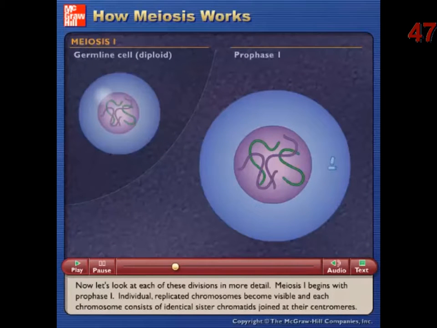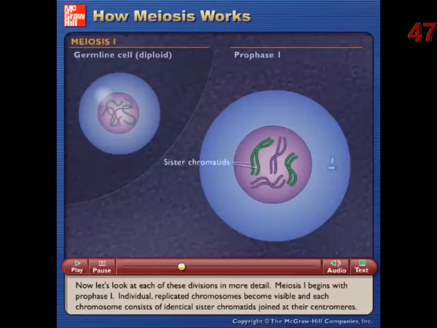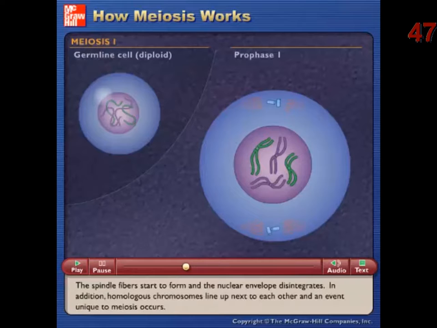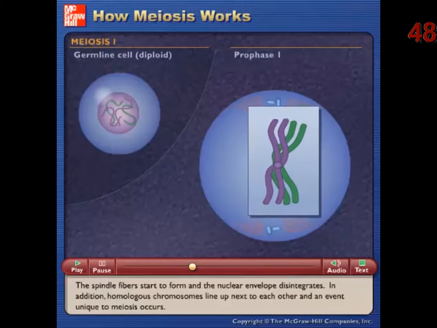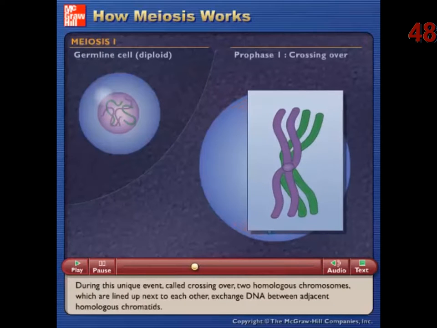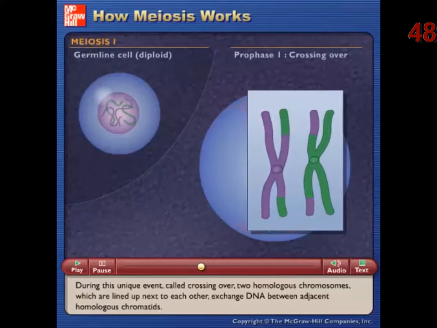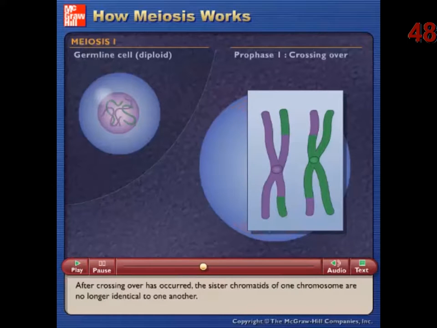Meiosis 1 begins with prophase 1. Individual, replicated chromosomes become visible, and each chromosome consists of identical sister chromatids joined at their centromeres. The spindle fibers start to form, and the nuclear envelope disintegrates. In addition, homologous chromosomes line up next to each other, and an event unique to meiosis occurs. During this unique event, called crossing over, 2 homologous chromosomes, which are lined up next to each other, exchange DNA between adjacent homologous chromatids. After crossing over has occurred, the sister chromatids of one chromosome are no longer identical to one another.